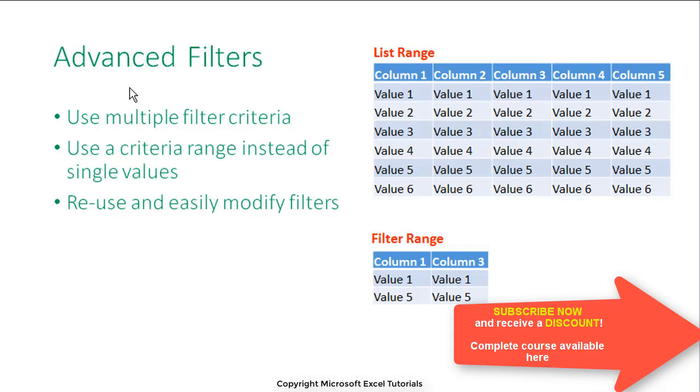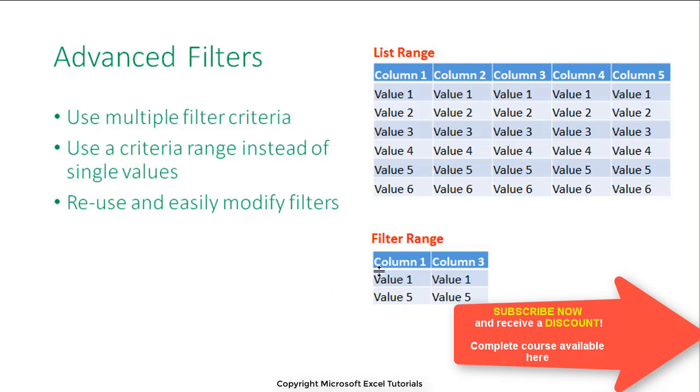From regular filters, you can also use advanced filters in Excel. These allow you to add multiple filter criteria, and can also easily be modified because you specify your filters within a certain filter range. Within this filter range, you have to specify your columns on which you want to filter, and also the values for which you want to filter.